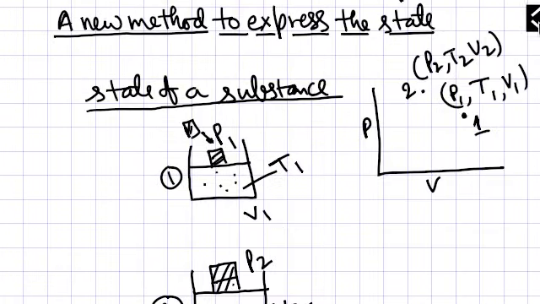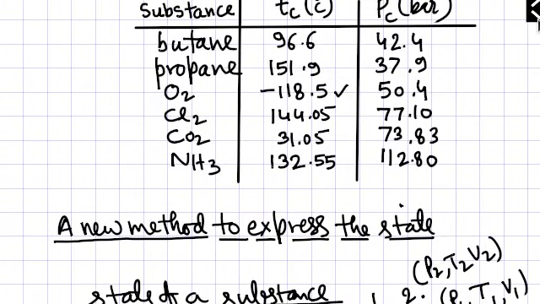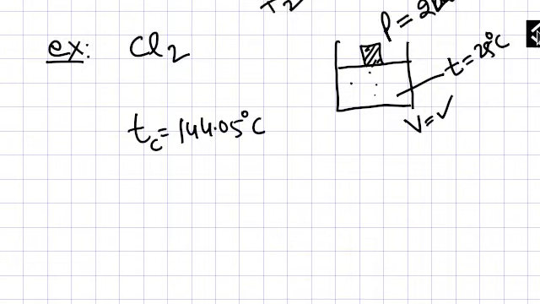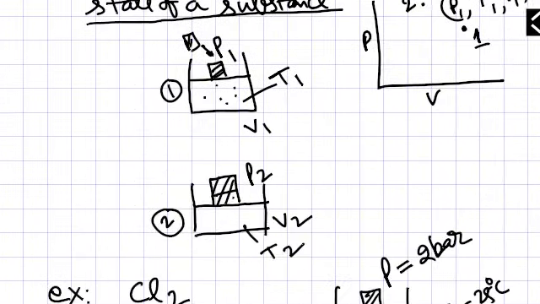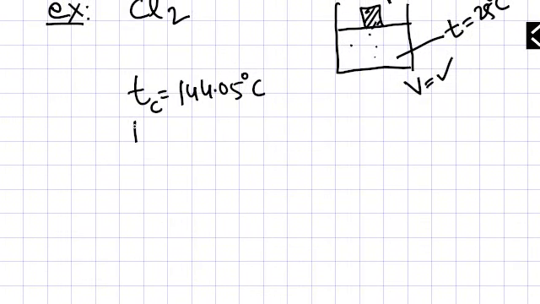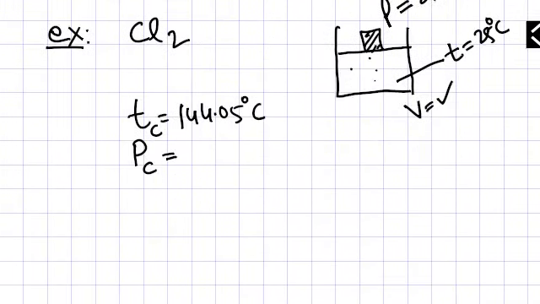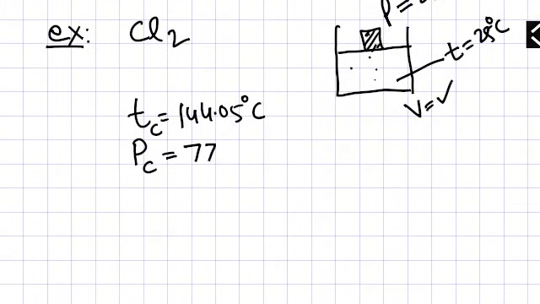Now we take the critical data of chlorine gas. What is the critical temperature? 144.05 degrees centigrade is the critical temperature. What is the critical pressure? It is 77.10 bar. We always use the subscript c, so Pc is 77.10 bar, the critical pressure.